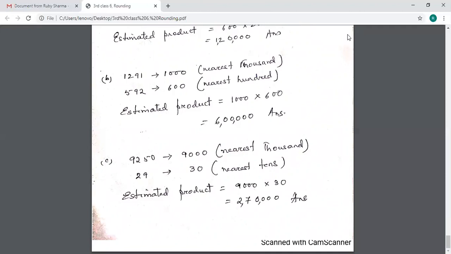But in case the number of digits are different in addition and subtraction, then what do we do? We take the smaller number and find out its greatest place and round off both the numbers to that place. Suppose you have to add 12,560 and 756. So we'll round off both to the hundreds place and then add or subtract.